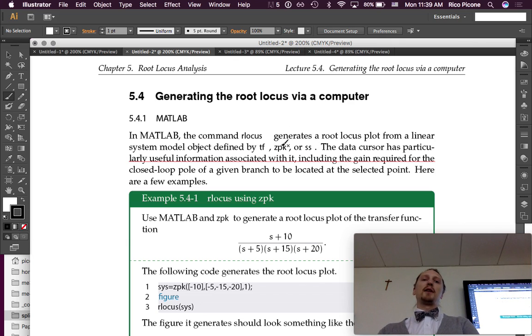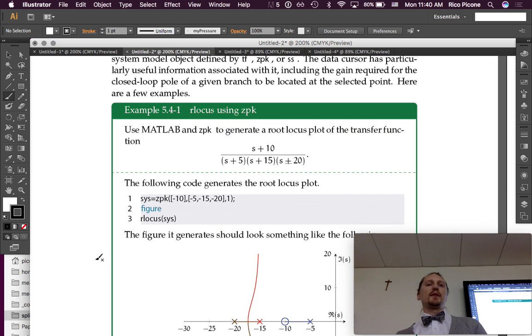TF to put in a transfer function, ZPK to put in poles and zeros, and SS back when we were making state space models. You can give rlocus any of those objects created by any of those commands, and it will give you a root locus plot. The data cursor has particularly useful information associated with it, including the gain required for the closed loop pole of a given branch to be located at the selected point. Here are a few examples.